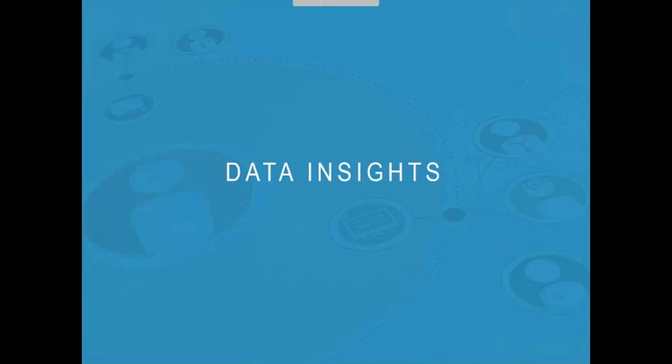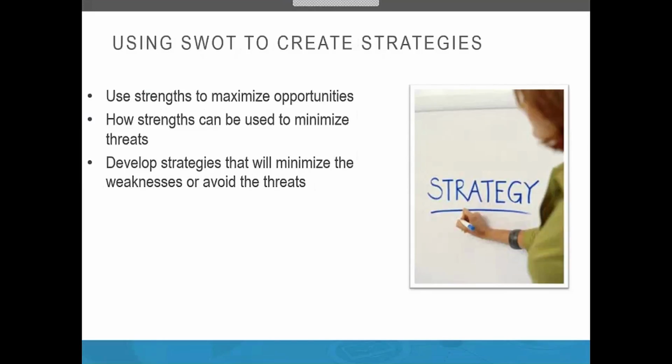So we've gathered our data. We've organized our data. We've started to gain some insights through the SWOT. But now we need to really turn that data and information into some knowledge. So use that SWOT. Look at the strengths and identify ways to use those strengths to maximize opportunities. Use those strengths to minimize threats. And continue with using opportunities identified to develop strategies that minimize weaknesses and avoid threats. So take that SWOT analysis and really deconstruct it.